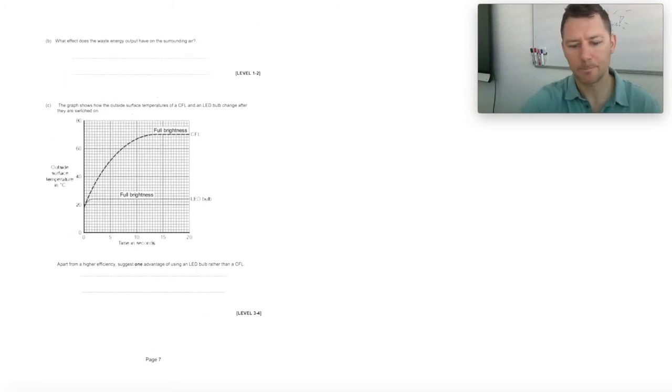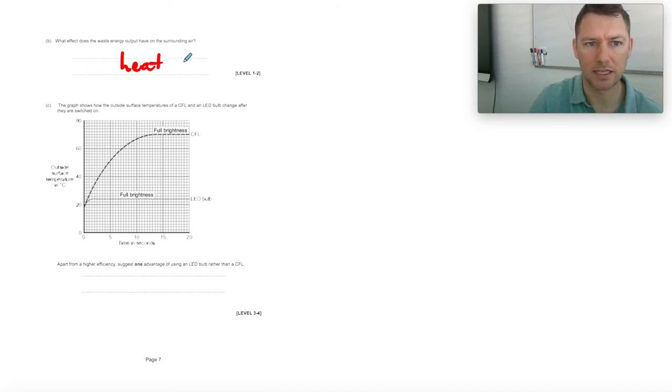All right. On the back, what does the waste energy have on the surrounding air? Well, it heats it up, right? Waste energy is heat, so it heats the air up, increases the temperature, whatever you want to say.